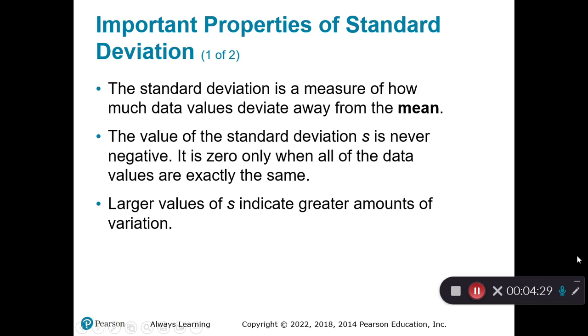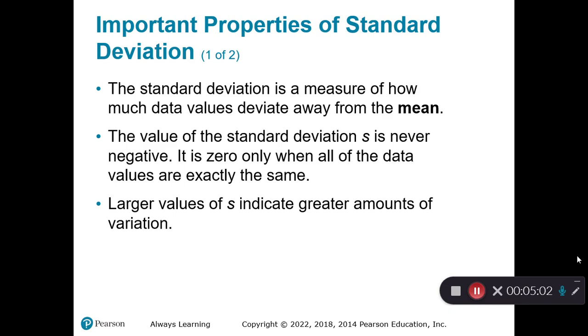Let's talk about some properties of standard deviation before we look at how to compute it. First of all, the standard deviation is a measure of how much the data values deviate away from the mean. And again, that's important for us to remember. We first have to look at where the mean is for the data and look at that center anchor as what we're trying to find distance from. So first we find the mean, we use that as our anchor point, and then we're going to look at distances for each of the data values from that mean.